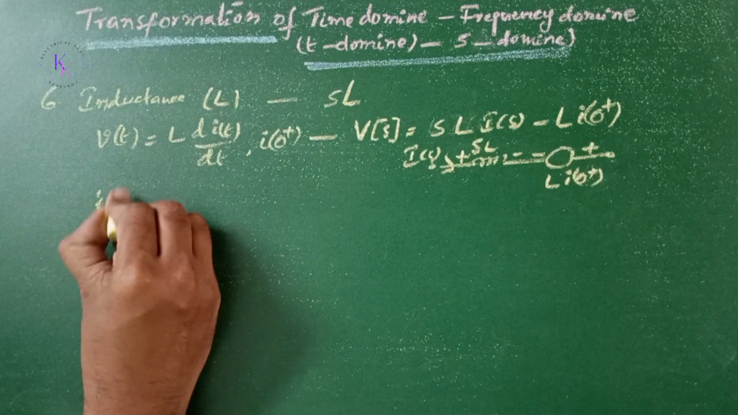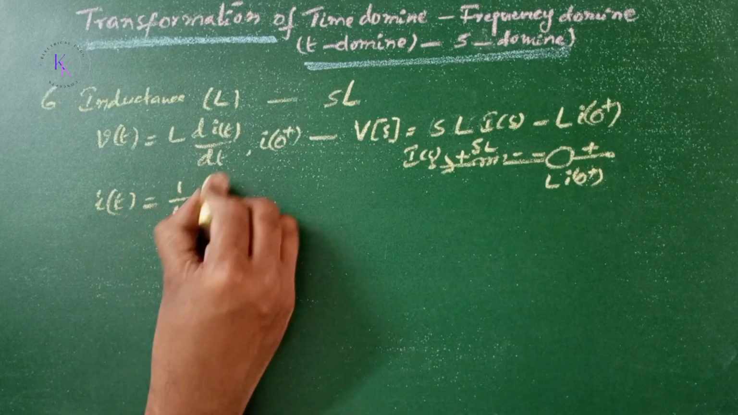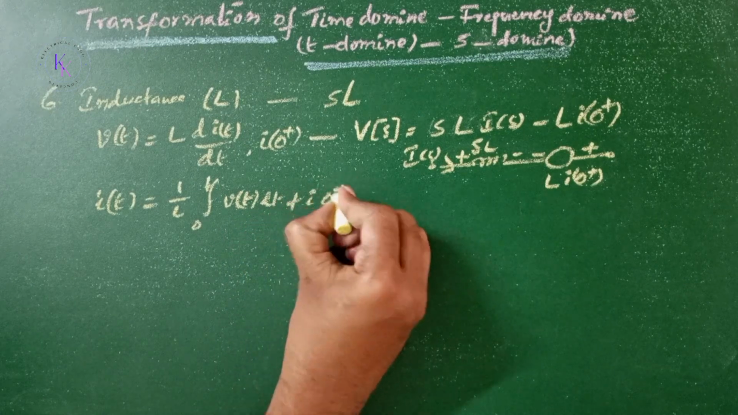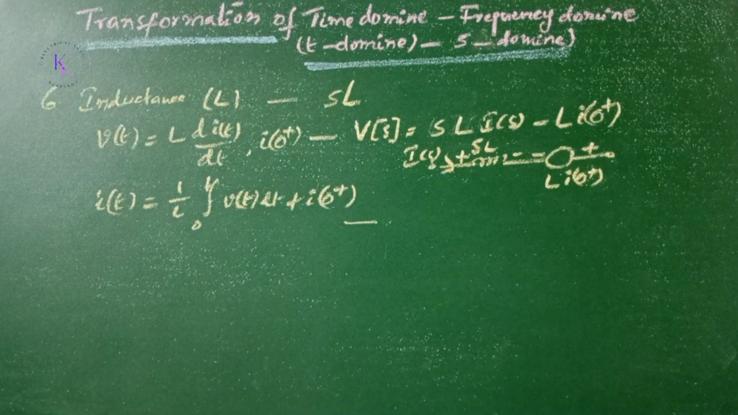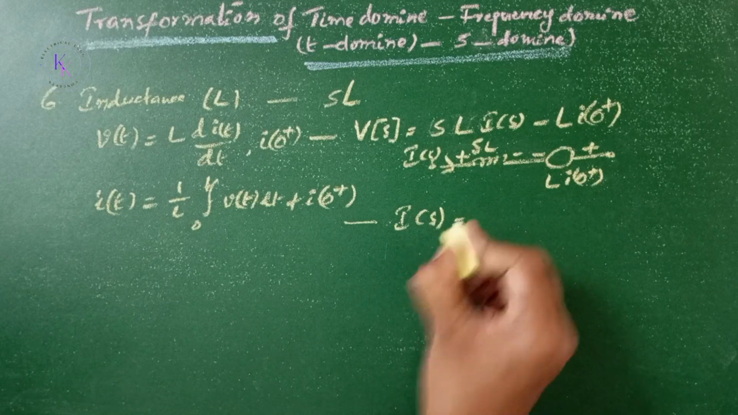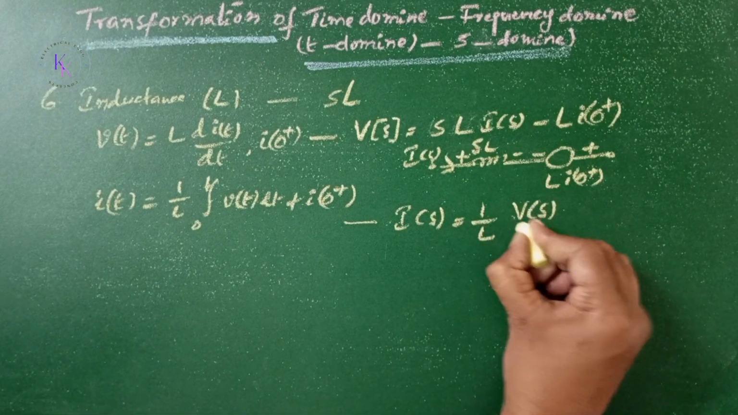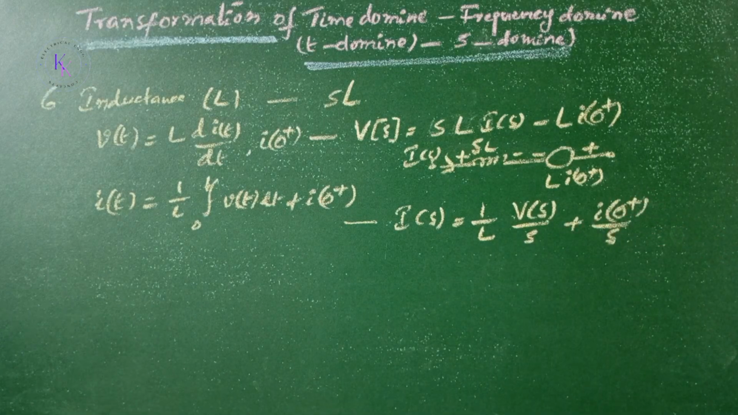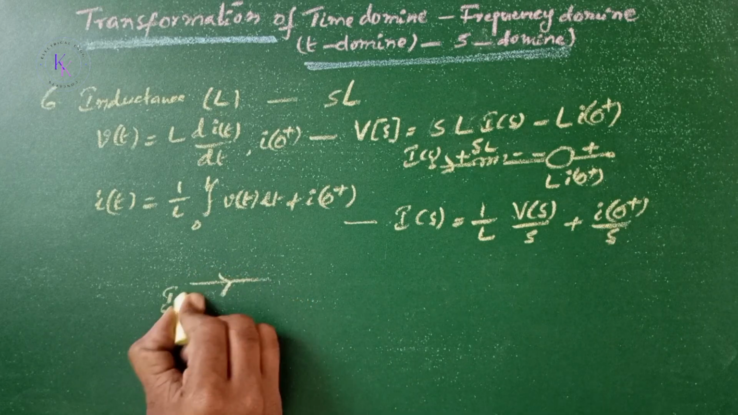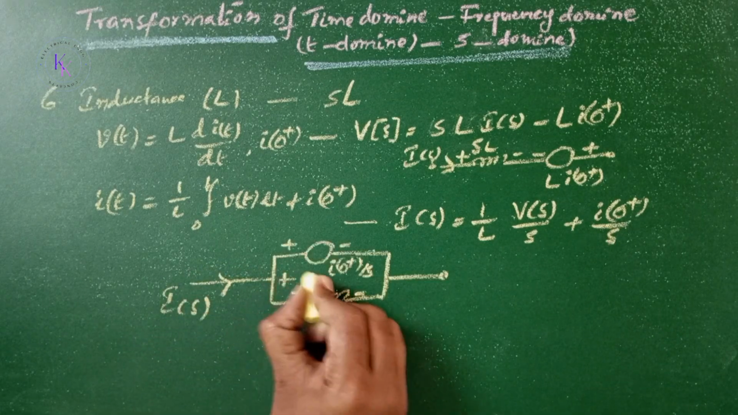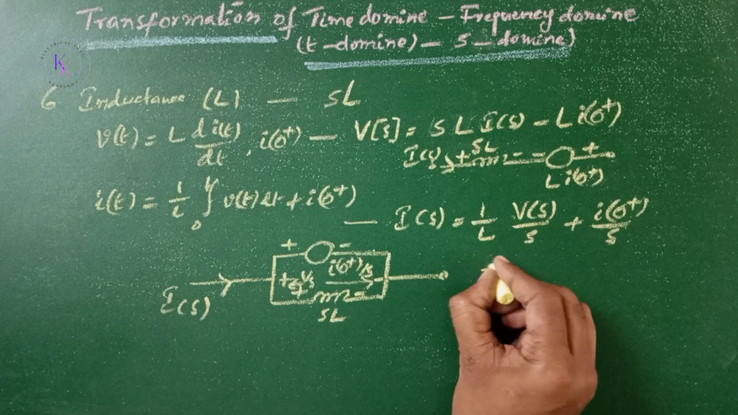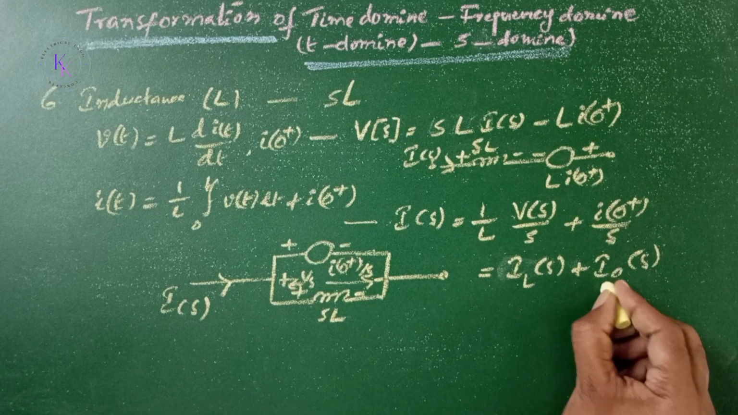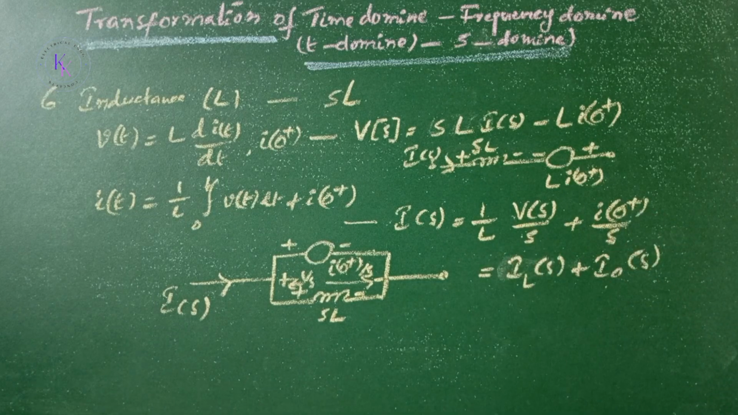Current in the inductor is given by i of t equals 1 by L integral 0 to t v of t dt plus initial current i naught. This in s-domain gives us I of s equals 1 by L times V of s divided by s plus i naught divided by s, from the integral formula. In circuit form, I of s and the voltage between these two is V of s. Or simply we can write this as I L of s plus I naught of s, where I naught of s equals this and I L of s is equal to this.